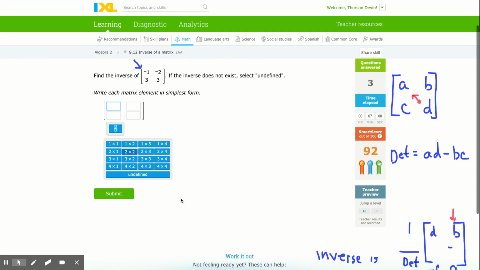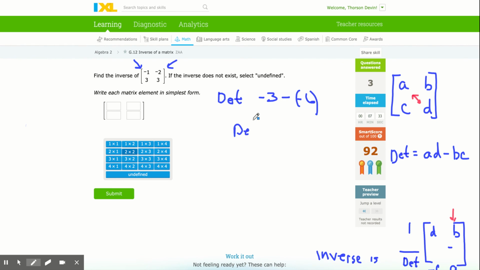Let's do this one. So the first thing I'm going to do, again, is find the determinant. The determinant is always the diagonal product minus the other diagonal. -1 times 3 will be -3, minus this diagonal, 3 times -2 will be a -6. So -3 minus a -6, or plus 6, the determinant is 3. Since the determinant exists, the inverse exists.